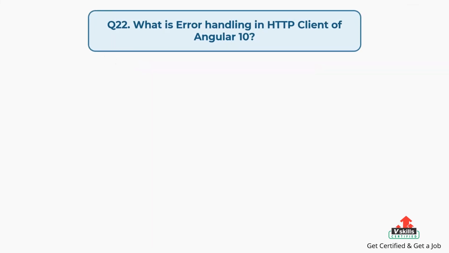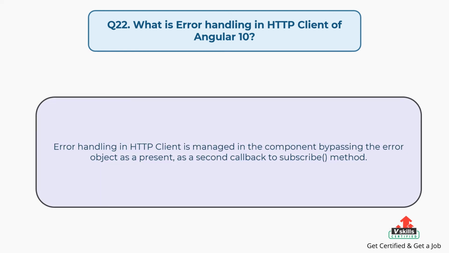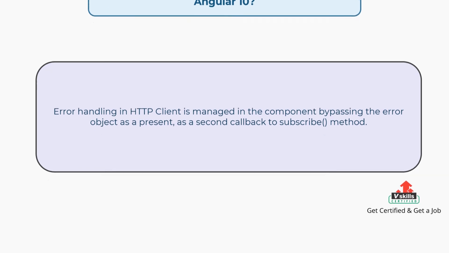Question number 22, what is error handling in HTTP client of Angular 10? The answer is: error handling in HTTP client is managed in the component by passing the error object as a second callback to the subscribe method.